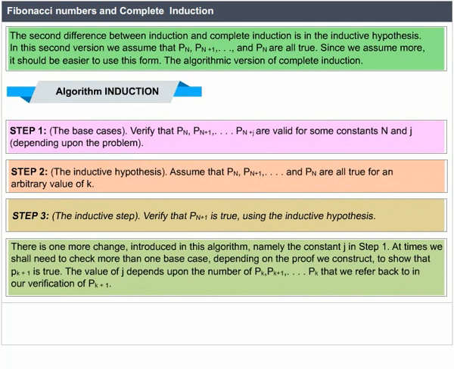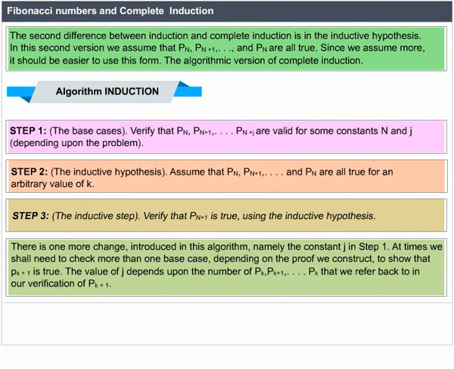There is one more change introduced in the algorithm, namely the constant j in step 1. At times, we shall need to check more than one base case, depending on the proof we construct to show that Pk plus 1 is true. The value of j depends upon the number of Pk, Pk minus 1, etc. that we refer back to in our verification of Pk plus 1.